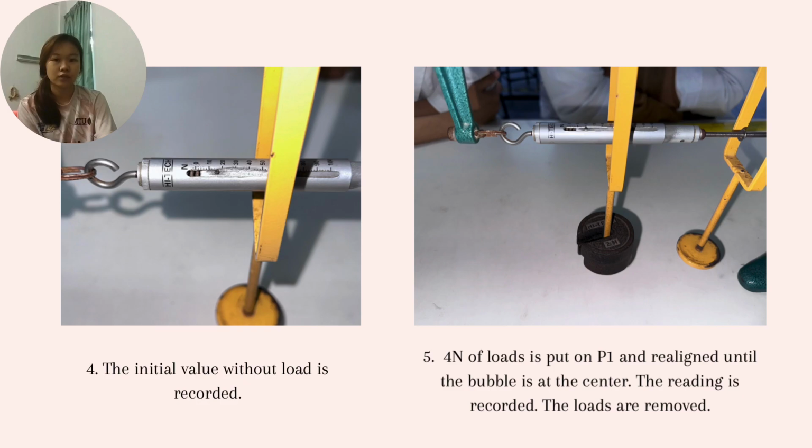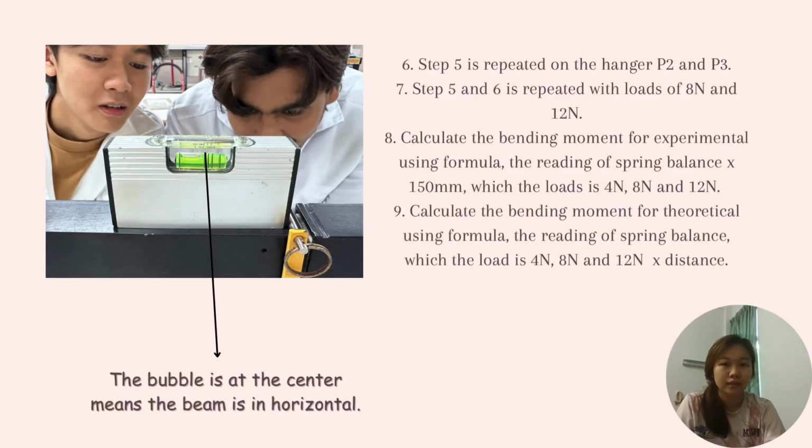The initial value without load is recorded. Then, 4 Newton of load is put on P1 and realigned until the bubble is at the center. The reading is recorded and the load is removed. Then, step 5 is repeated on hangers P2 and P3. Step 5 and 6 are repeated with loads of 8 Newton and 12 Newton.